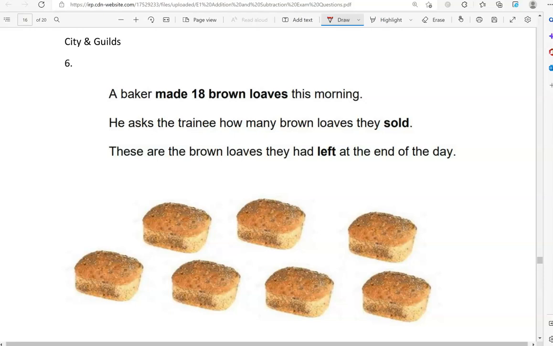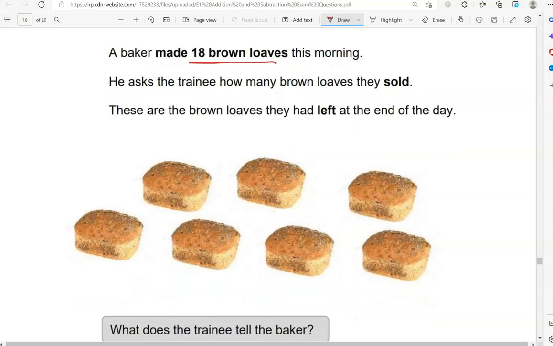A baker made 18 brown loaves this morning. He asked the trainee how many brown loaves they sold. These are the brown loaves they had left at the end of the day. So they had 1, 2, 3, 4, 5, 6, 7 left.